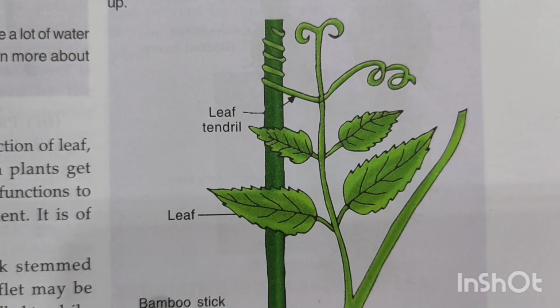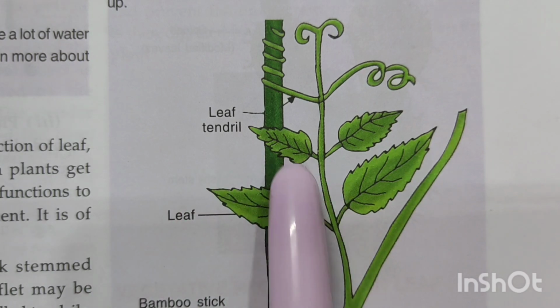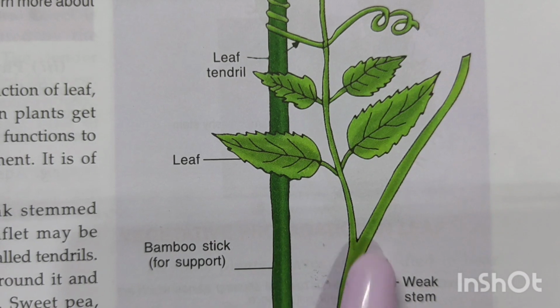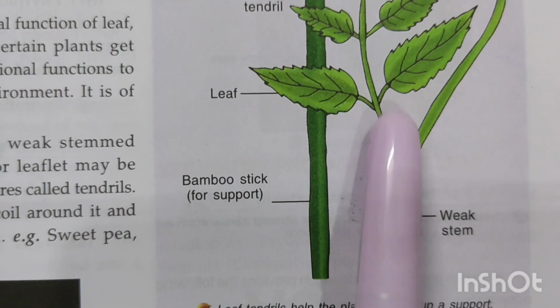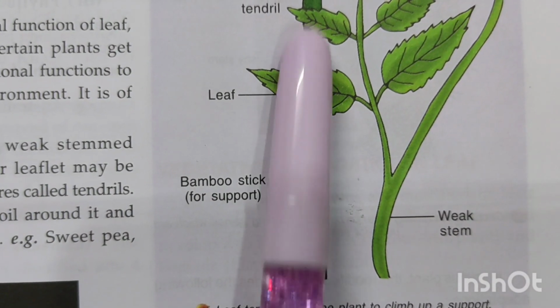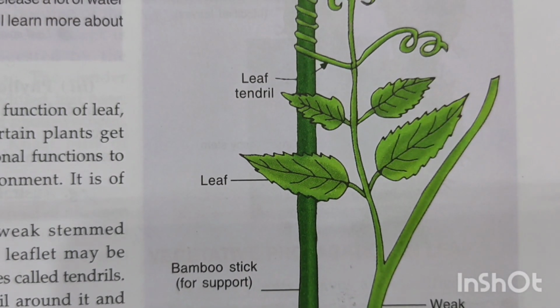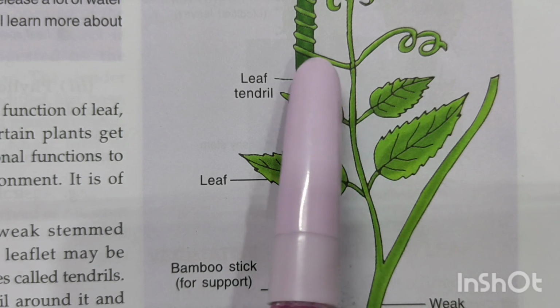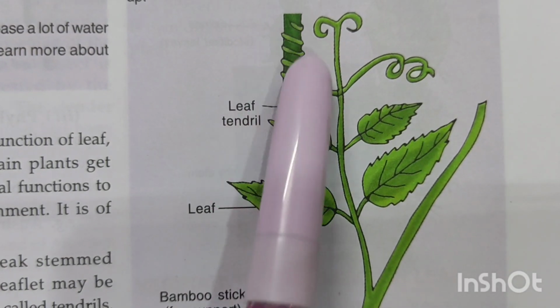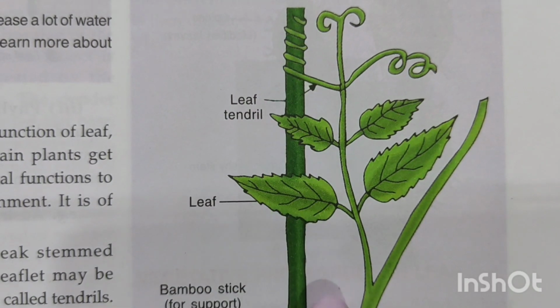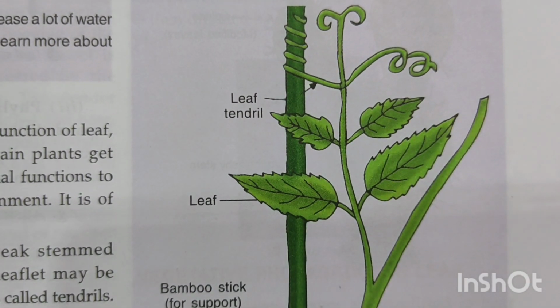Now, as you can see in this picture, children, it is given in your books. You can see how the plant is being supported. Now, this plant has a very weak stem. It is not able to stand straight. So, there's a support that has been provided to it. And see how the leaves have changed into the tendrils. And these tendrils twine around the support and make the plant stand straight. So, this is the first modification of the leaf.